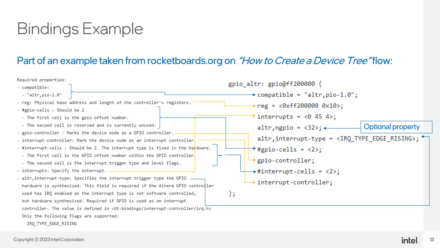There are also optional properties like altr,ngpio 32, which can or cannot be described in the device tree entry. You can also find the specific flags that are supported as part of the device tree entry and requirements to understand all of the hardware that is being added. Please visit the guides on how to create a device tree for each one of the SoC devices on Rocketboard's website.